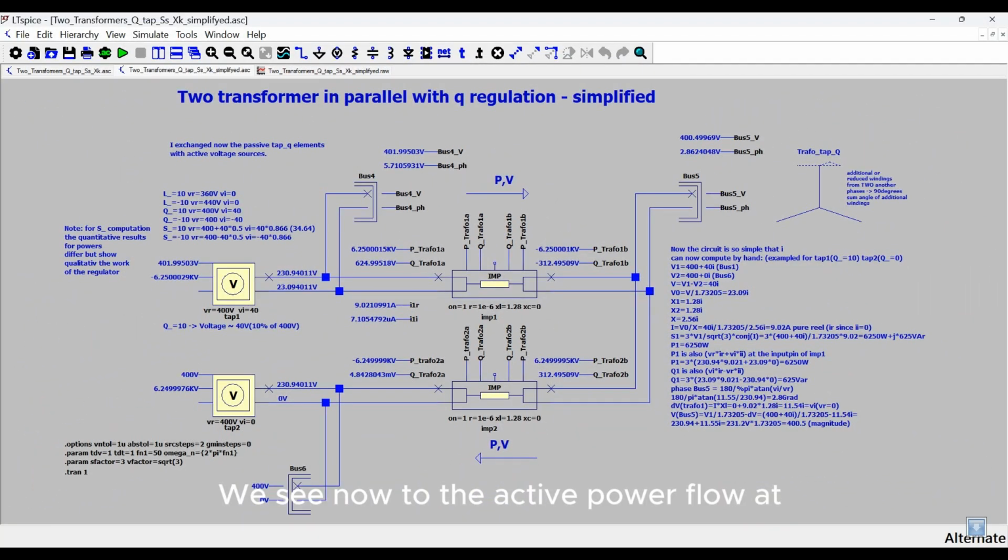We look now at the active power flow at pin PTR1A of transformer 1 and pin PTR2A of transformer 2, and obtain 6.2 kilowatts and minus 6.2 kilowatts. So again, there is a circular flow from transformer 1 to transformer 2. The voltage angle at bus 4 after the voltage source tap 1 is 5.71 degrees. The voltage angle at bus 5 is 2.86 degrees, and at bus 6 it is 0. The active power always flows from the higher angle to the lower angle. That means from bus 4 to bus 5 to bus 6.